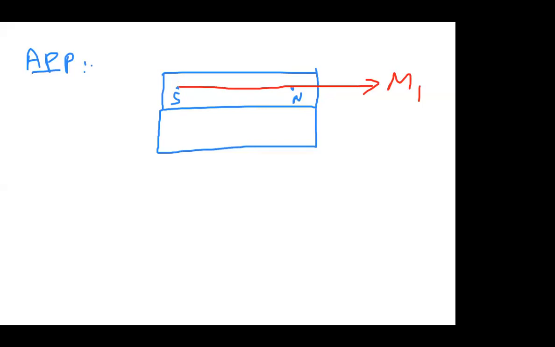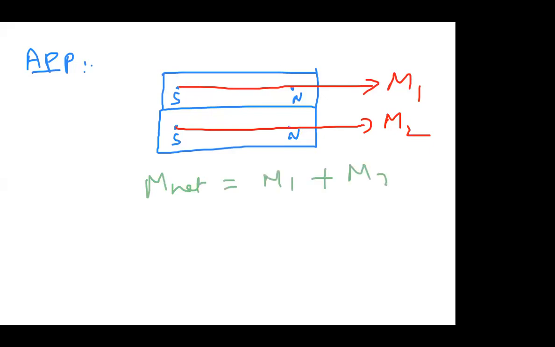In this magnetic moment topic, there are two different magnets. What is the magnetic moment direction for any magnet? Magnetic moment direction is from south pole to north pole. Here these are two non-identical magnets. If they are arranged like that and combine like that, what is the net magnetic moment? Net magnetic moment, simply we can write M1 plus M2.